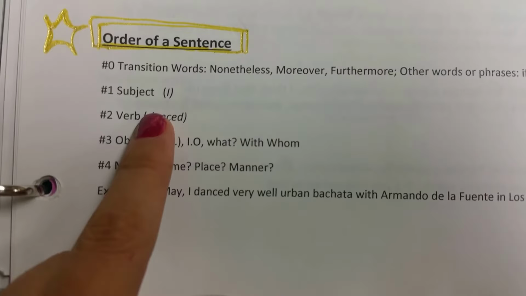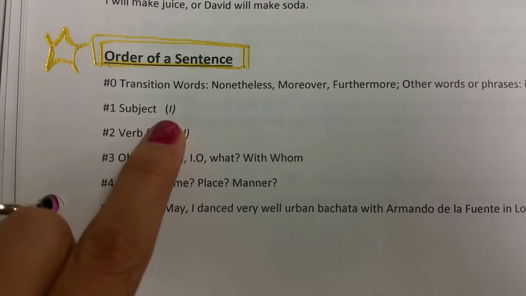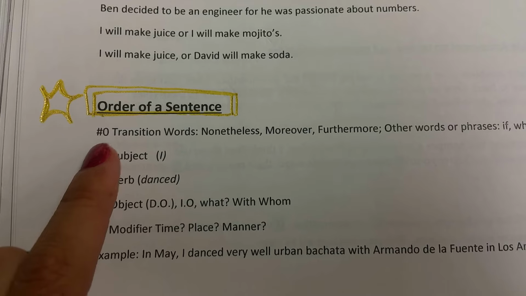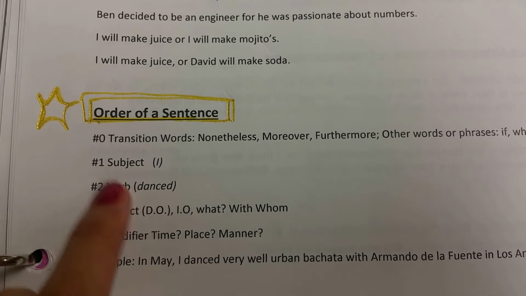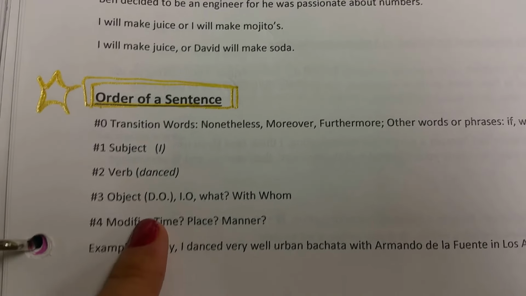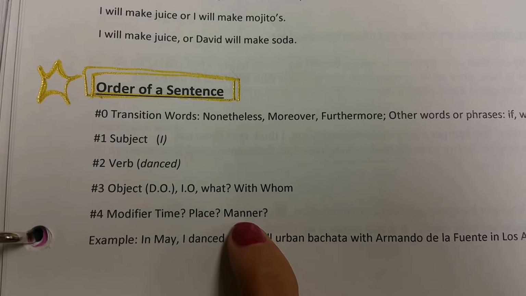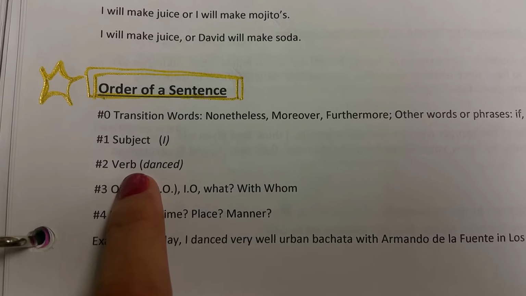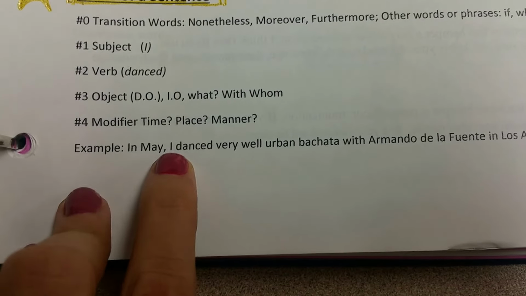The order of a sentence, I want to mention that, because usually the first thing that appears is the subject. Anything before the subject is position 0, and you need a comma right before the subject. Then the verb, an object, a modifier. We talk about modifiers of time, place, and manner. If it's of manner, usually it's going to be modifying the verb. For instance, in May, comma, I, that would be the subject.